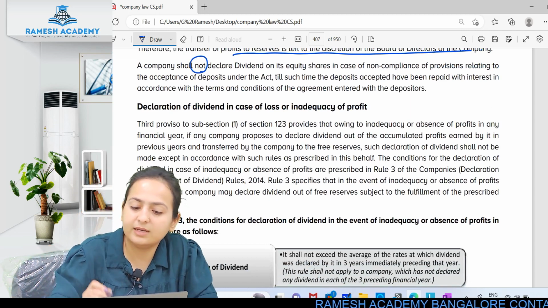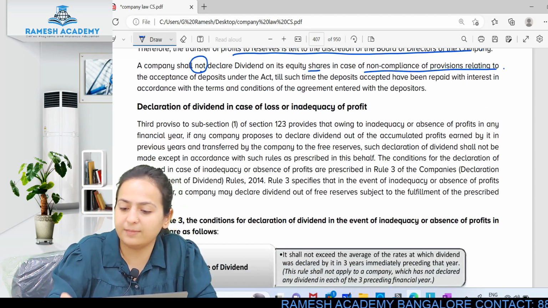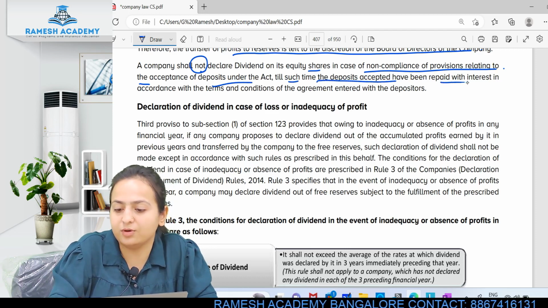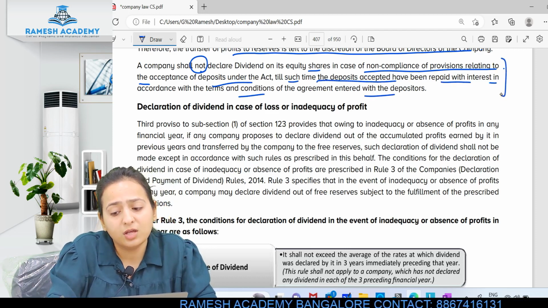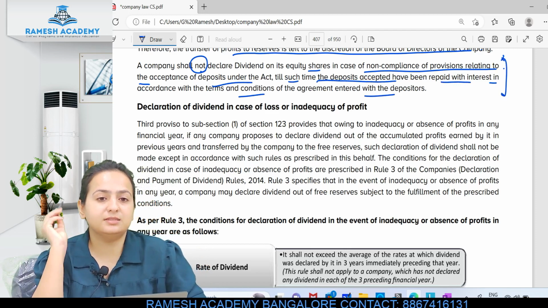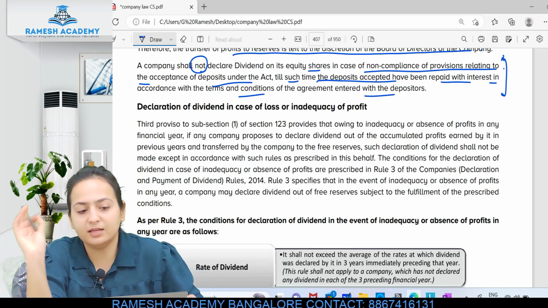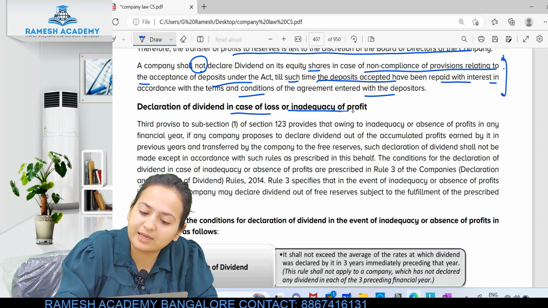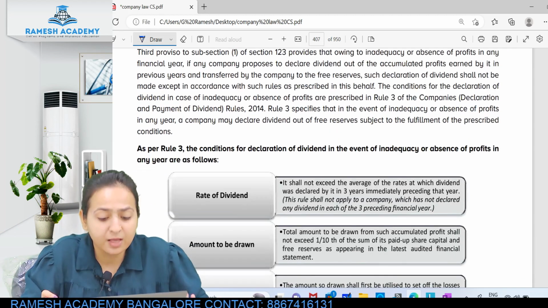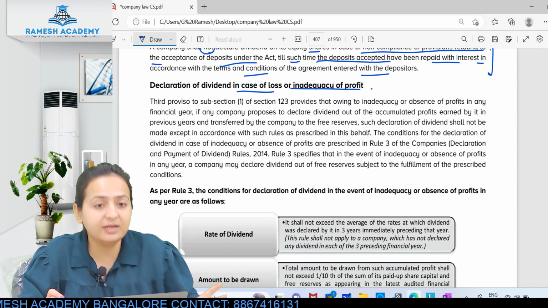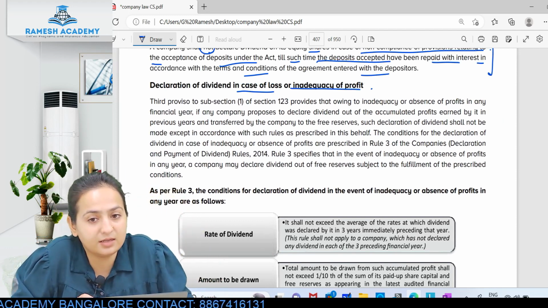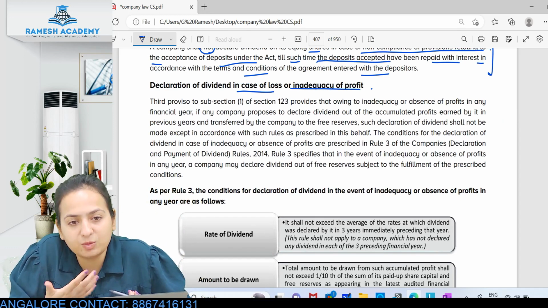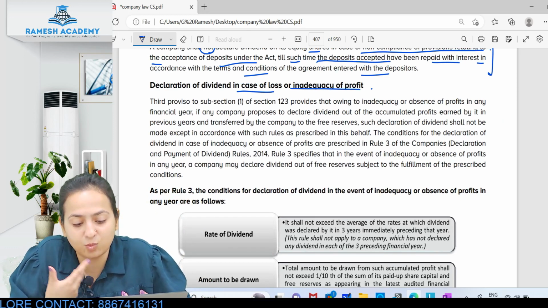The company shall not declare the dividend for non-compliance with the provisions of acceptance of deposits, till such deposits have been repaid along with interest. So for any default, till it is recovered, only then will you declare the dividend. Now, declaration of the dividend in case of loss and inadequacy. Suppose at the time of declaring the dividend, the company is incurring a loss or there is inadequacy of profit, then in that case what will you do?